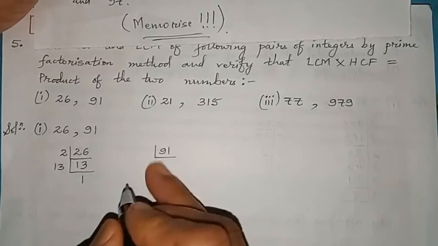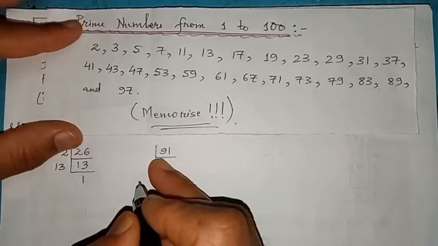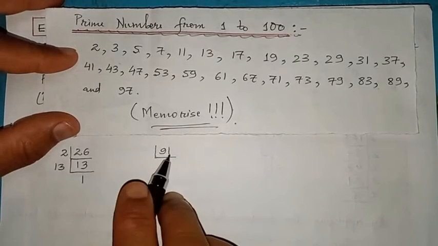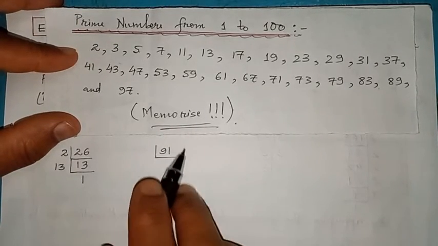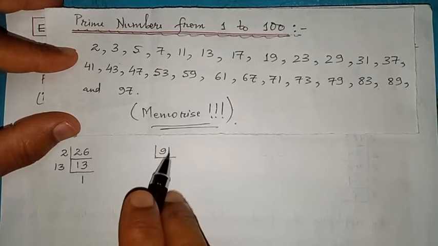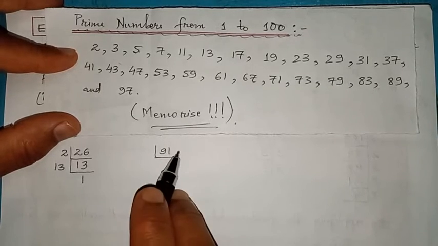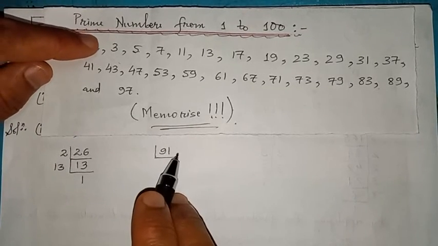Now we'll do the prime factorization of 91. Same thing. First we'll try to divide 91 by 2. Can you divide 91 by 2? Then check whether it's even or odd. 1, 3, 5, 7, 9: when you have these in the unit digit, it is an odd number. Since it's 1, this is an odd number. An odd number we can never divide by 2.